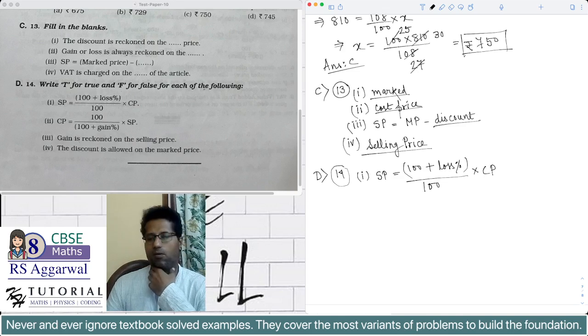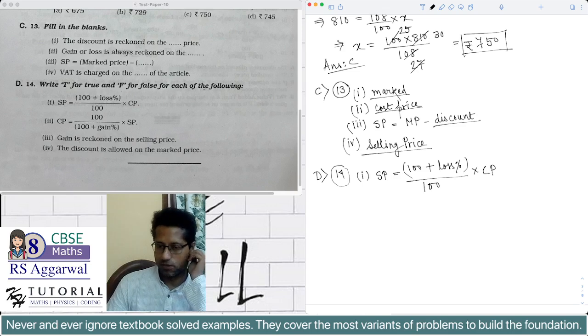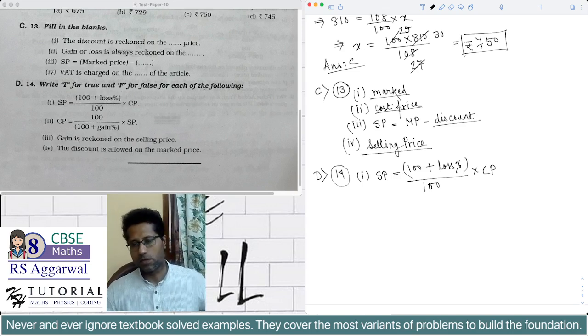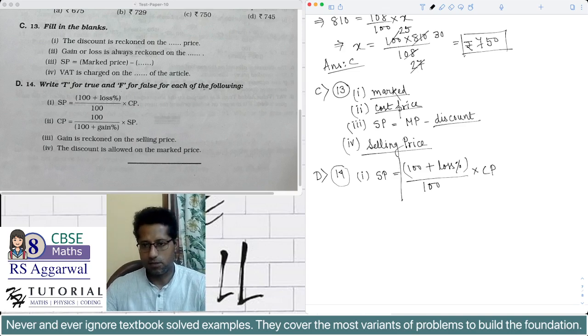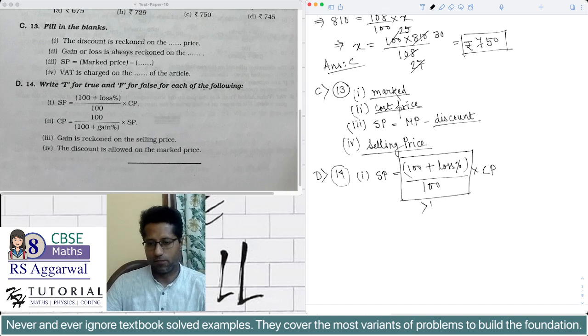Now, whenever you see any gain percent or loss percent added with 100 and then divided by 100, you should remember that the selling price is obviously greater than the cost price. This expression is always greater than 1, because you are adding some percentage. Whether it's loss or gain, that is a different issue, but it is some percentage value. It will never be negative.